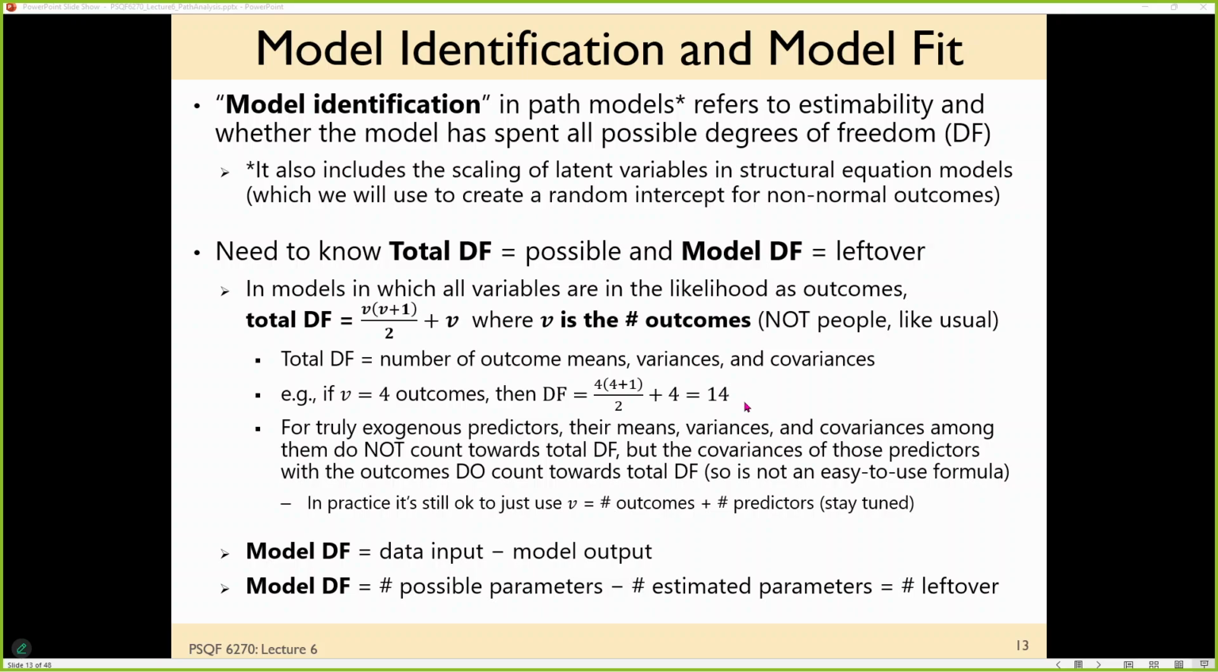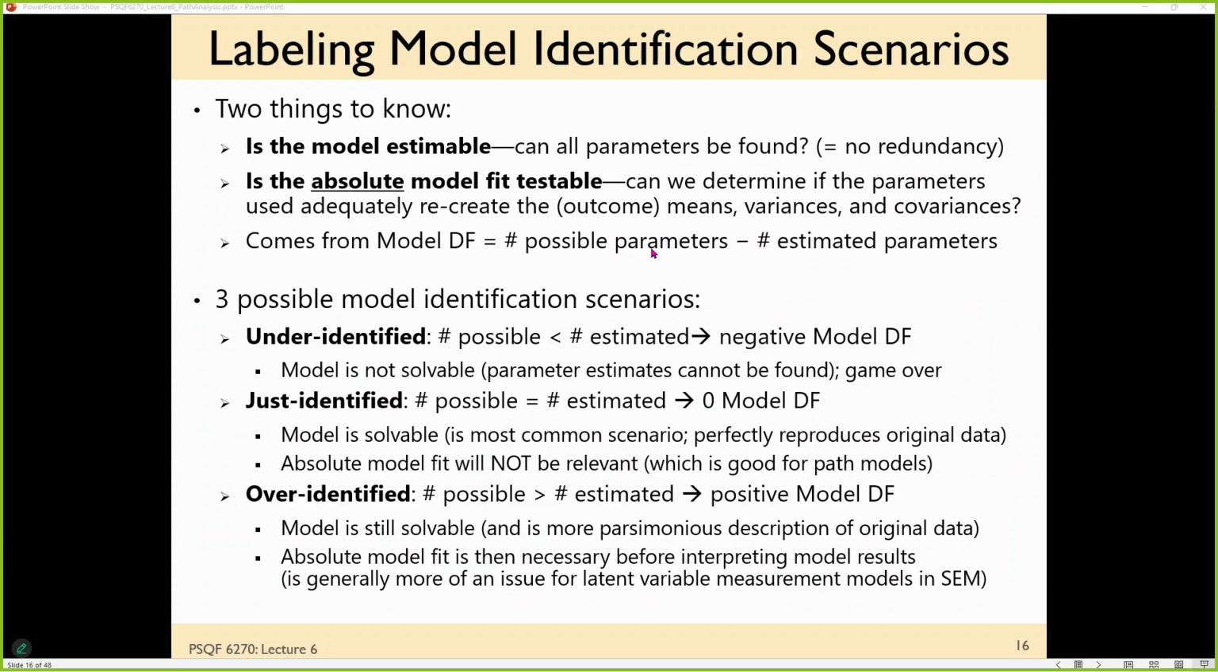Okay, here's the vocabulary, slide 16. So just identified is when you spend all your degrees of freedom. That means that every pair of variables has some kind of specific relationship between them, either a covariance or a directed path slope.